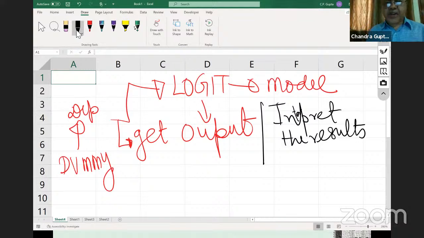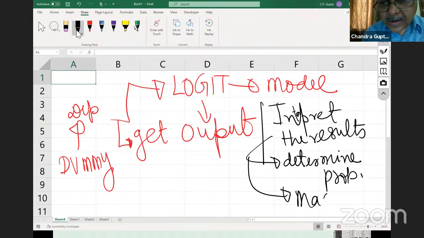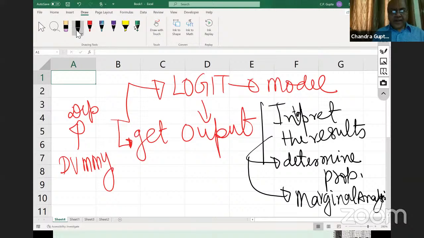In the interpretation of the results, you may be asked to determine probability, which you can do. You can also do the marginal analysis. That is, what will happen to your probabilities when a particular value of the independent variable changes. That you can do. Okay.